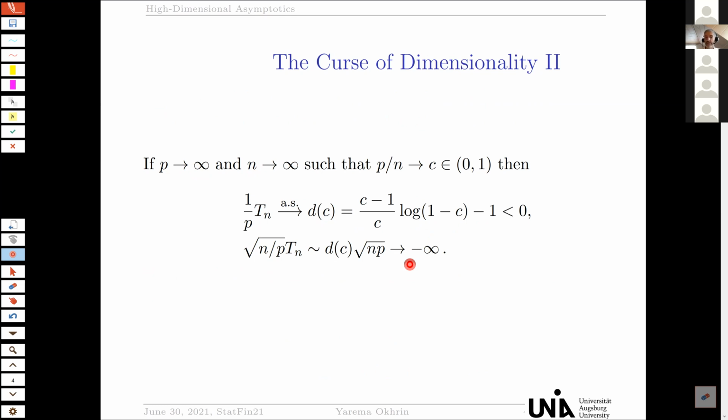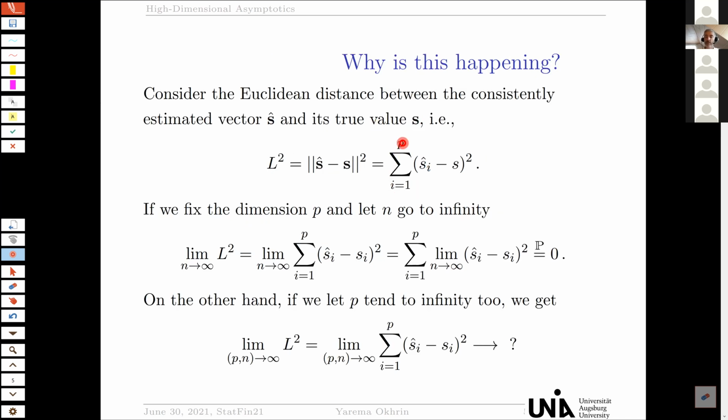Now, why does this happen? To see that, just very basic mathematics here. Assume that we have two vectors. The true vector is s, and the estimated vector is s hat. We consider the simple Euclidean distance between those two vectors. So we have the sum, i goes from 1 to p, of the difference between the estimated quantity and the true quantity. And now we let n go to infinity for this sum, once with fixed p and once with infinite p. If p is fixed, then we have a finite sum over here. Every single element is a consistent estimate of s_i, so every single difference here converges to 0, and the whole sum converges in probability to 0 as well.